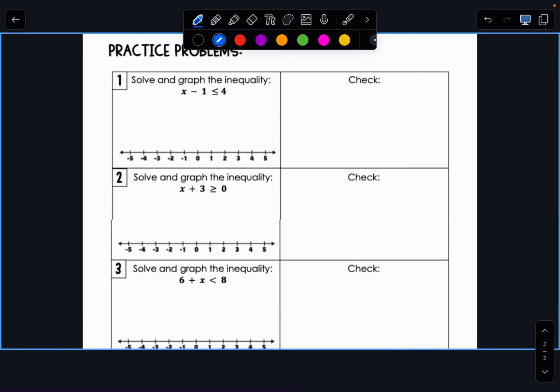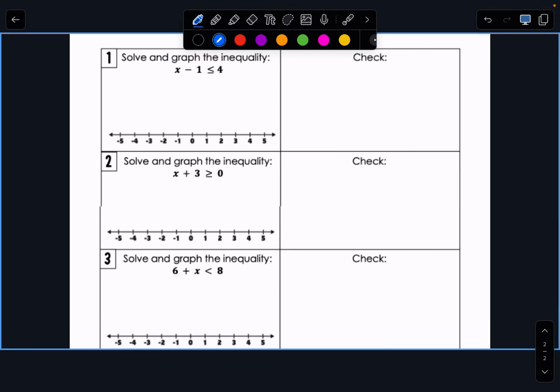Okay, without graphing them, I would like you to solve 1, 2, and 3 on the next page. Don't graph them, just solve for x. Please.